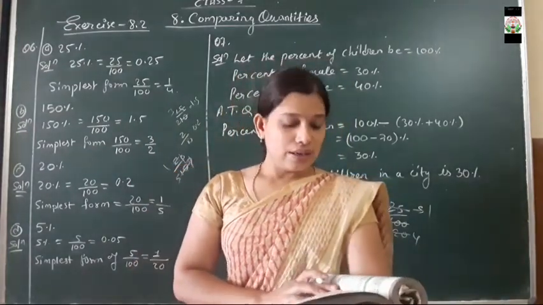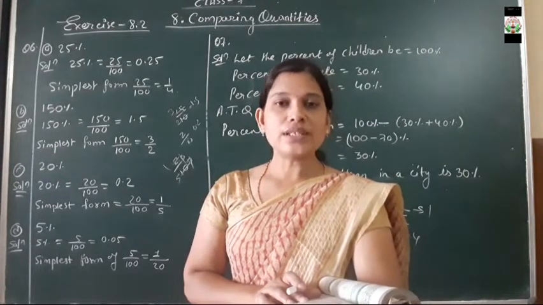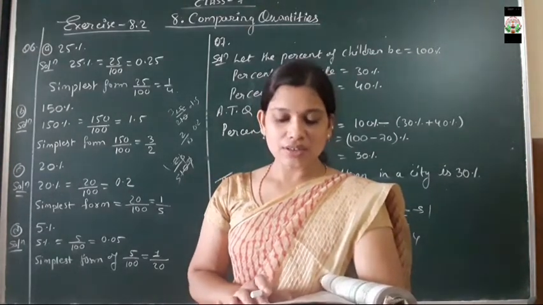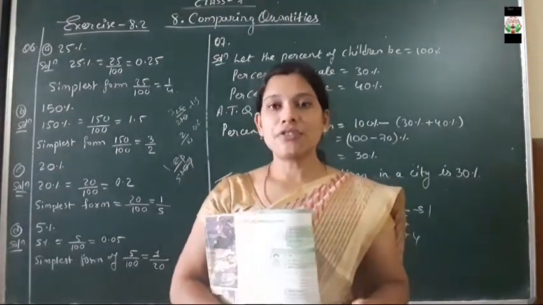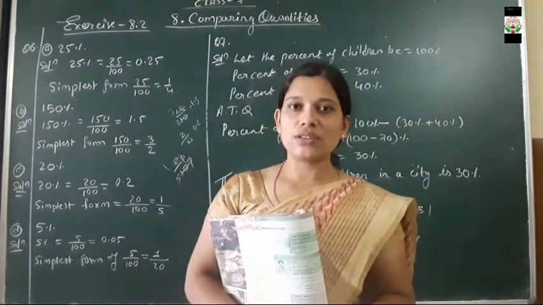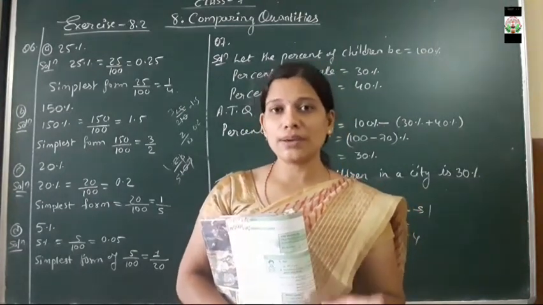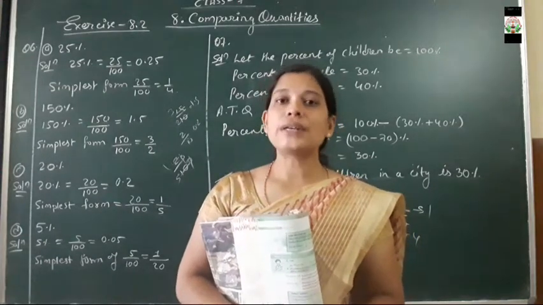Question number 7. In a city, 30% are females, 40% are male, and the remaining are children. What is the percent of children? In a city, that means 30% are females, 40% are males. Then what is the remaining percent of the children? That means 30 और 40 के बाद जितने परसेंट बचे हैं वो children होंगे. So we have to find the percent of the children.